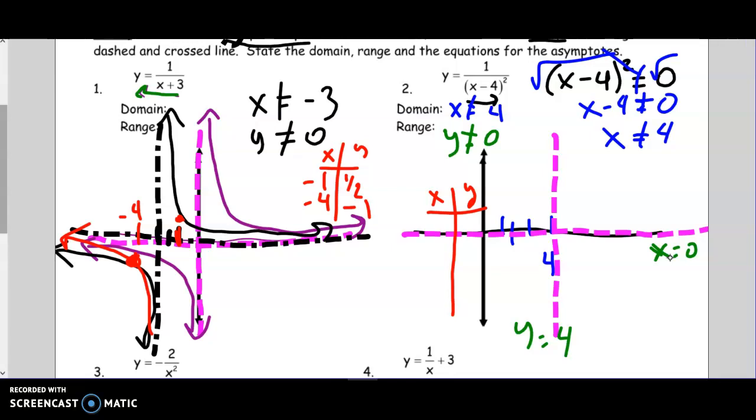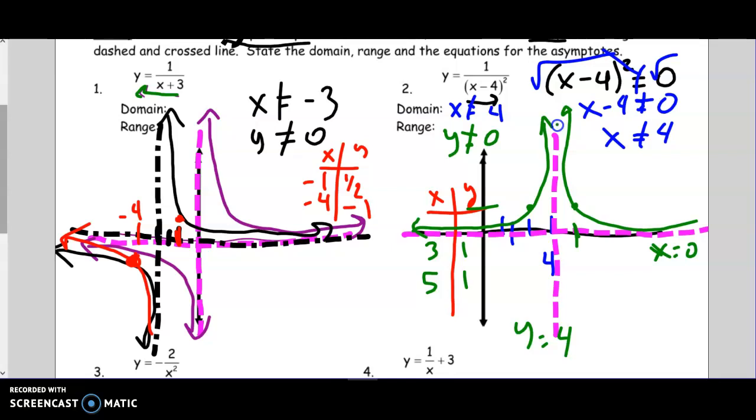All right, so let's pick 3. I'm just going to pick a number on the left side of 4 and one on the right side of 4, so I have points on both branches. If I pick 3, 3 minus 4 is -1, squared is 1, 1 over 1 is 1, so (3, 1). I'll just say we're right there. You can do more points as needed, but that's the general behavior of the graph. Plug in 5: 5 minus 4 is 1, 1 squared is 1, so you're still going to get 1. So (5, 1), and here's the other part of the graph.